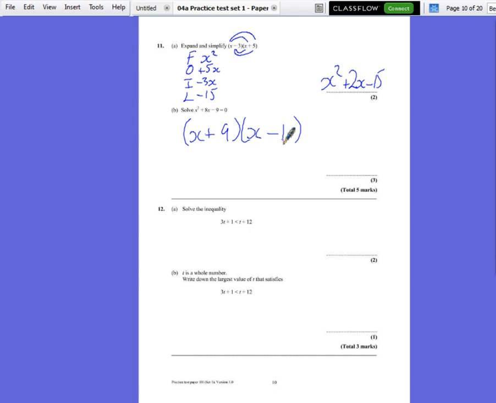So to solve that then, we need to make the first bracket equal to 0. So x would be minus 9 to make the first bracket 0, or x would be 1 to make the second bracket 0.